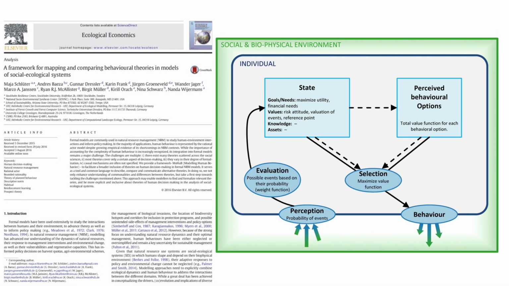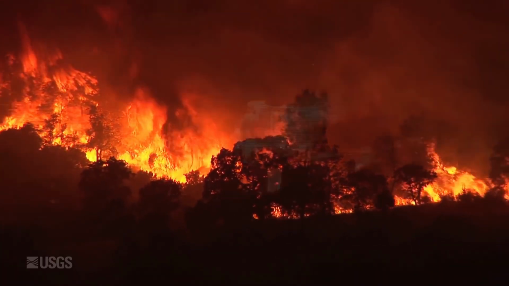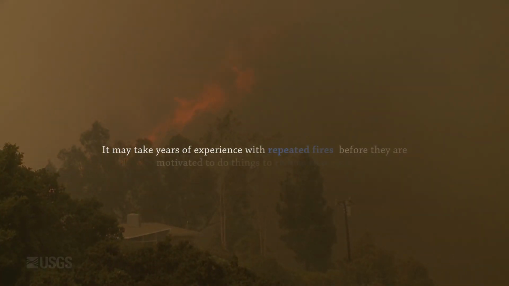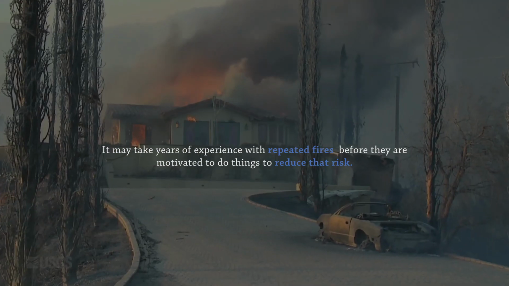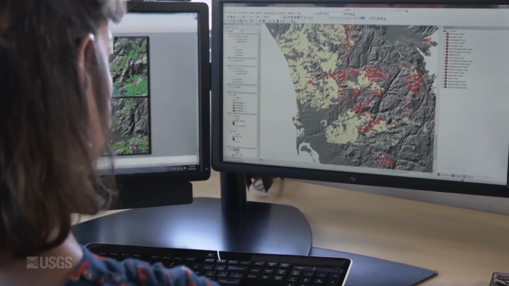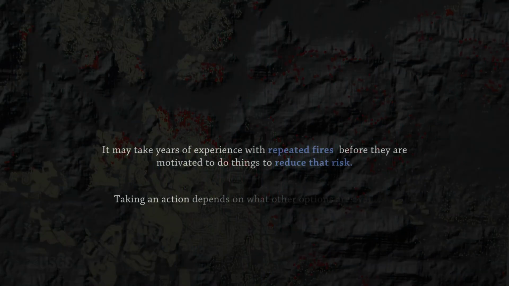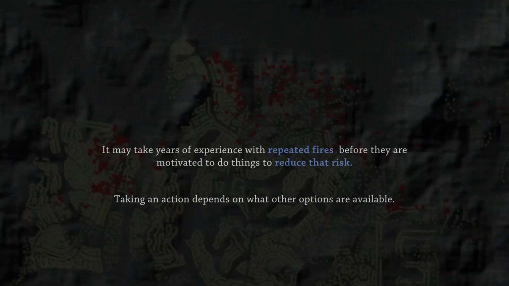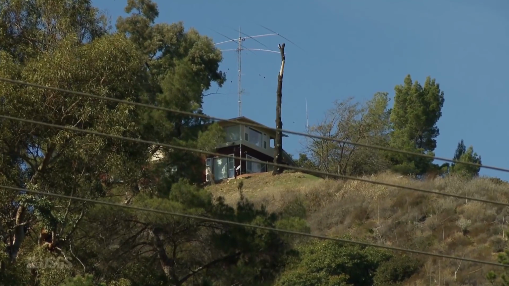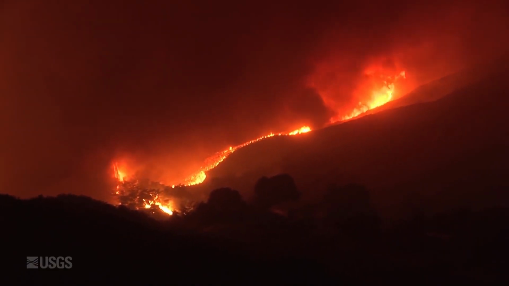In this particular fire example, absentee or new homeowners that do not have a memory of fires will be less likely to remove fuels like underbrush that helps increase the blaze. It may take years of experience with repeated fires before they're motivated to do things to reduce that risk. But even if they remember the event, taking an action depends on what other options are available. They may view fire risks as an acceptable trade-off given the costs of removing underbrush or changing their landscaping or installing some sort of a system to minimize fire.